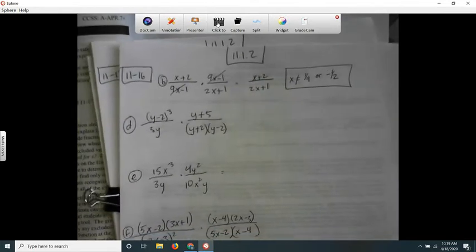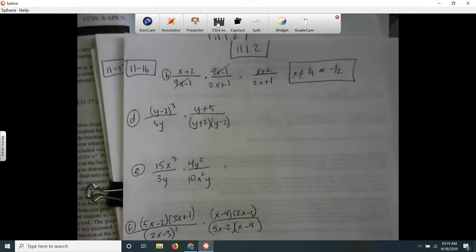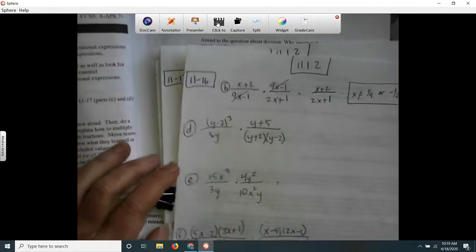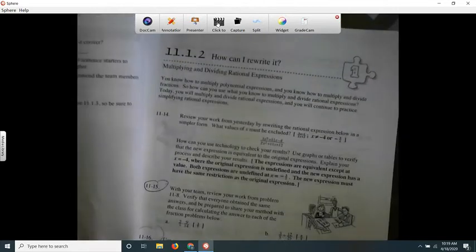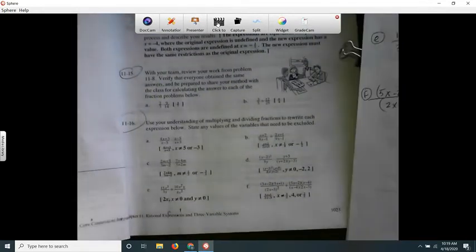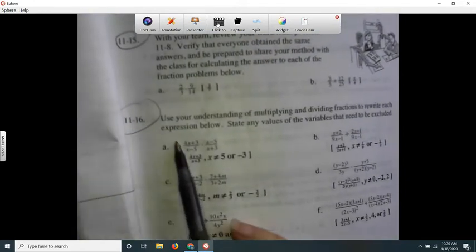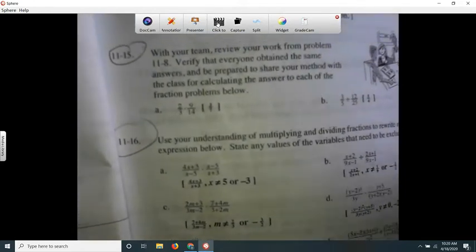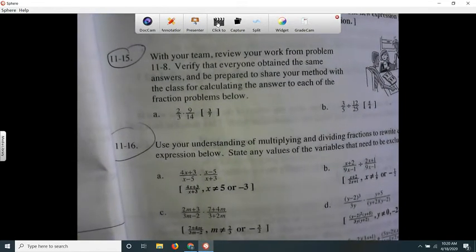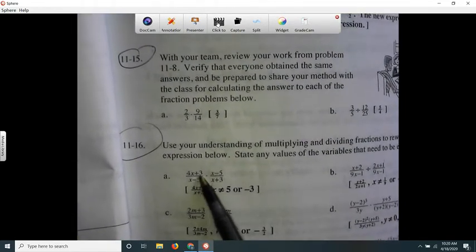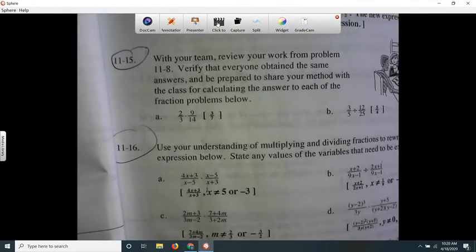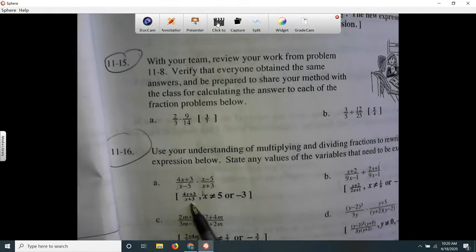So now we're ready to actually do 11-16. And it just gives you all these different problems to do. I'm not going to do all of them. I want to show you some of them now. Like on letter A, here, let me push autofocus. On letter A, I would just cancel out the 2x minus 5s, and then you just end up with 4x plus 3 over 3.